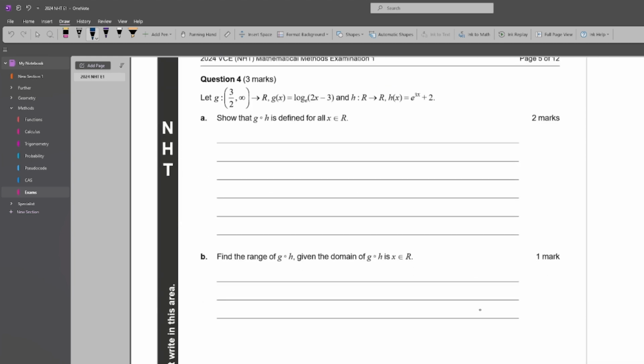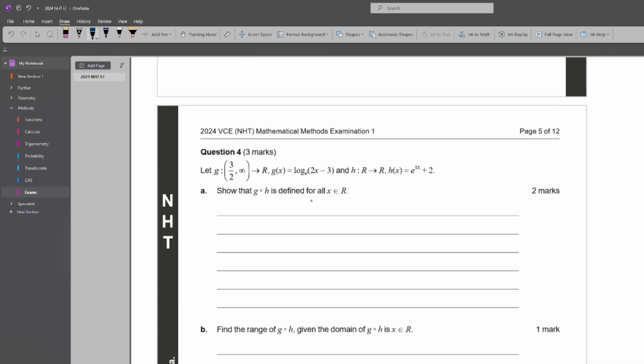Okay. Question 4. We've got a log function and an exponential function. The exponential function's domain is R. The log function's domain is from 3 on 2 to infinity. And we've got composite functions, g of h. So h will be the inner function, the exponential. Show that g of h is defined for all x belongs to R.